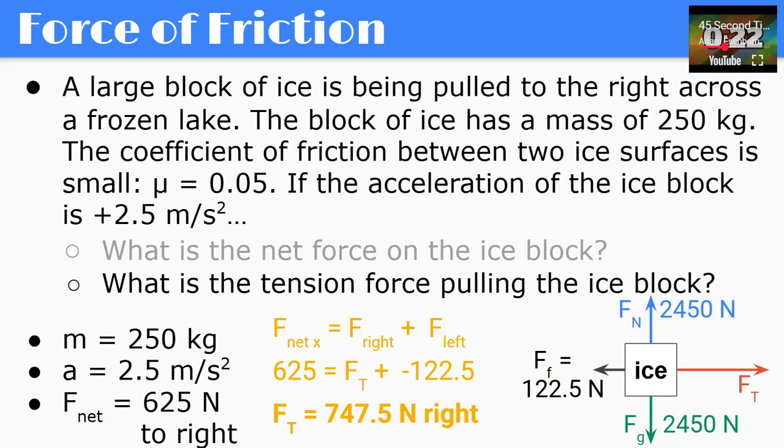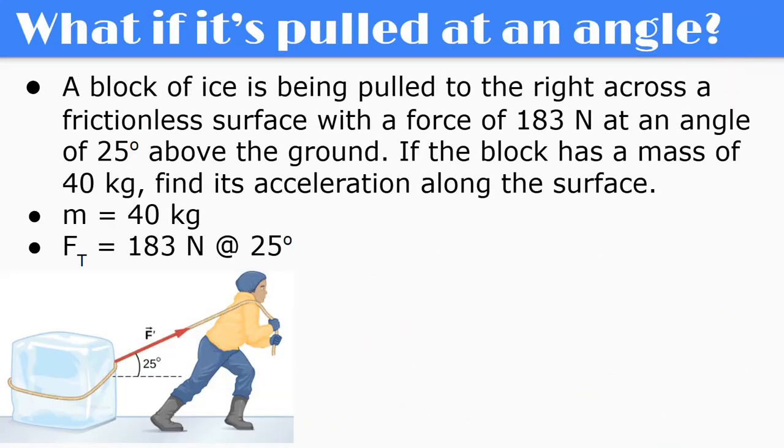Let's add an angle. Okay, now we have an ice block being pulled at an angle. It says a block of ice is being pulled to the right across a frictionless surface. So that was nice of me. I took friction out. Because the hardest this could be is if we also included friction. So I didn't bother doing that. Okay, we took part of it out.